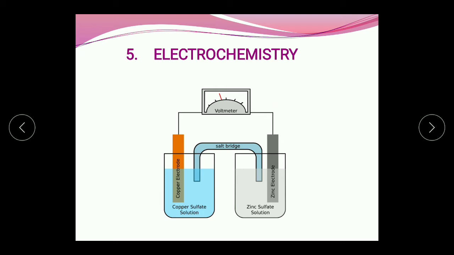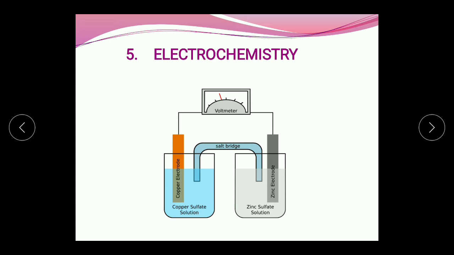And in a galvanic or voltaic cell, exactly the opposite is the case. That means a spontaneous chemical reaction takes place. What does spontaneous mean? The one which takes place on its own. And it produces electricity. That means in a galvanic cell, chemical energy is converted into electrical energy. And in a galvanic cell, the anode is negative and the cathode is positive. So, I have asked you to collect all the differences. These are the two types of cells.